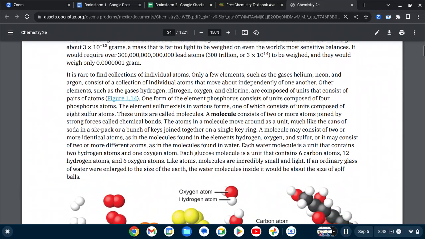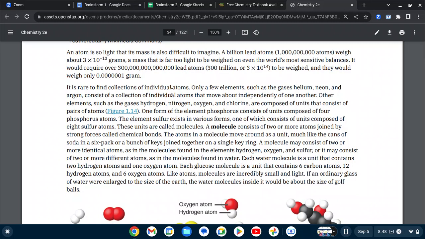An atom is so light that its mass is also difficult to imagine. A billion lead atoms weigh about 3 times 10 to the negative 13 grams, a mass that is far too light to be weighed on even the world's most sensitive balances. It would require over 300 million billion trillion lead atoms to be weighed, and they would weigh only 0.000001 gram.